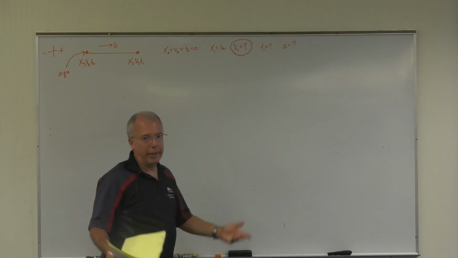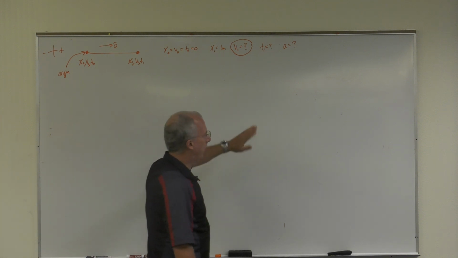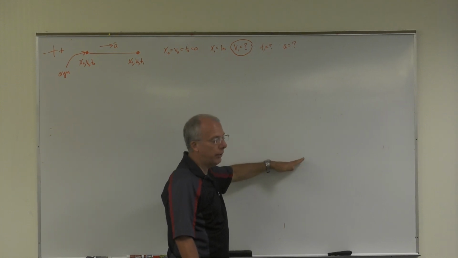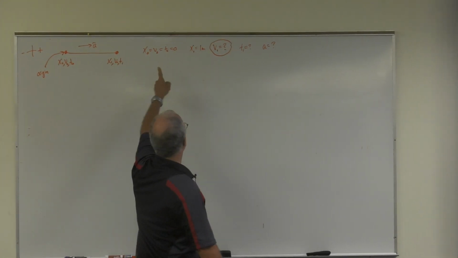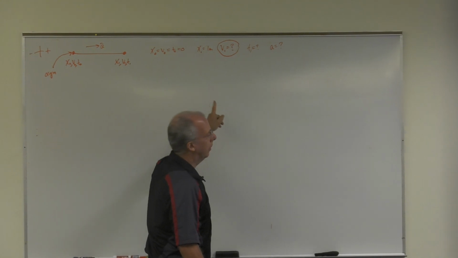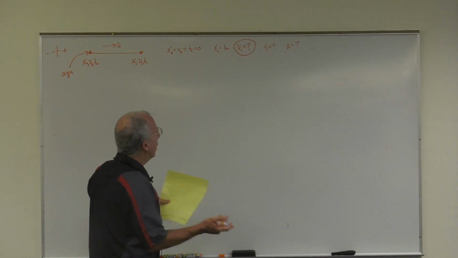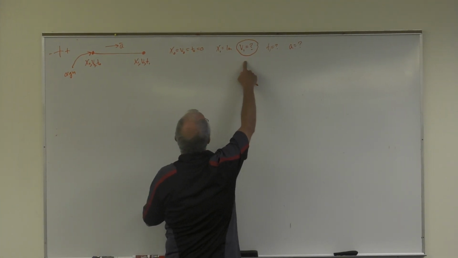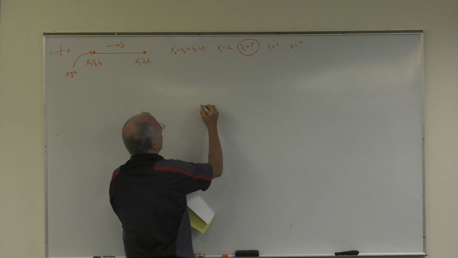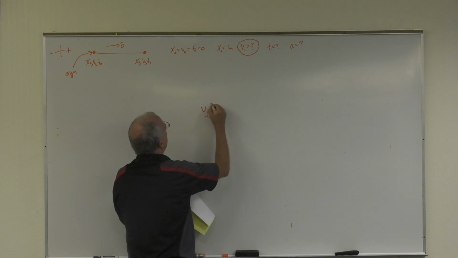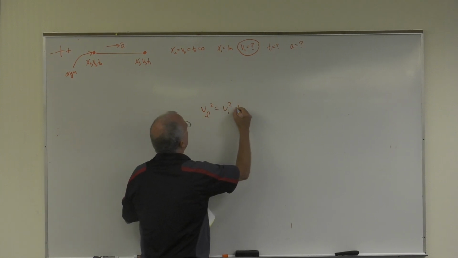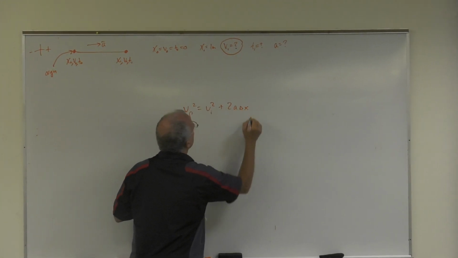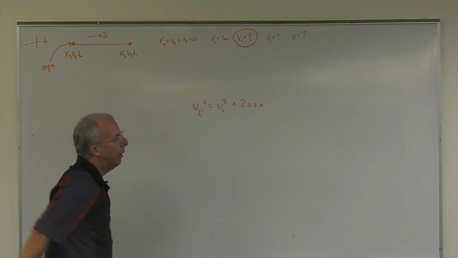We don't have enough information, right? We can't use any of the 3 kinematic equations with just this information. I mean, look at the last one. We're trying to get V final. Well, the last kinematic equation, V final squared equals V initial squared plus 2A delta x, requires A. We don't know A.